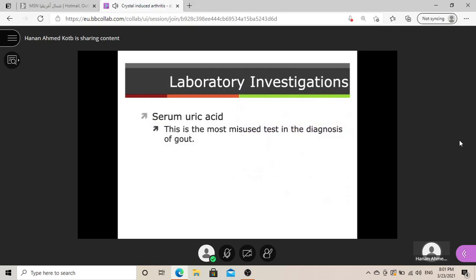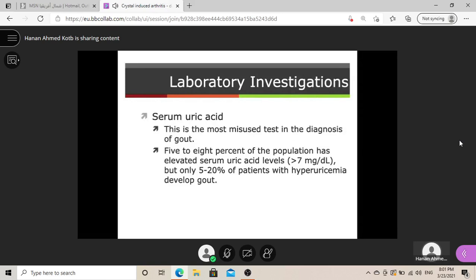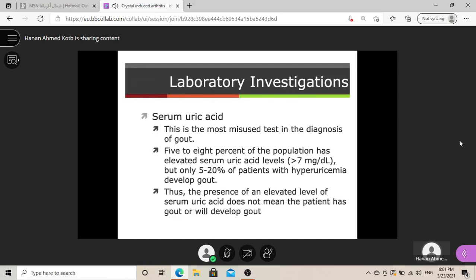أما نعمل بقى serum uric acid ونلاقيه عالي, ده بيديagnose الحقيقة إن هو this is the most misused test in the diagnosis of gout. لأن we have normal people, 5 to 8% of the population have normal levels more than 7 milligram. Only 5 to 20% of patients with hyperuricemia develop gout.